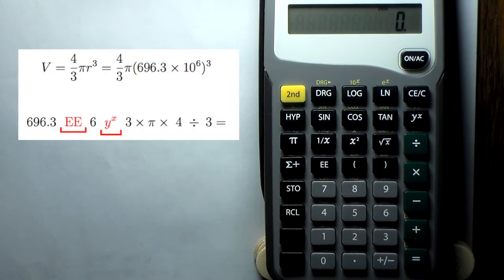All right, so next up we're going to be calculating the volume of a sphere, and the sphere is actually going to be the sun. So here we have 4/3 pi r cubed. You should remember that from your geometry classes back in high school.